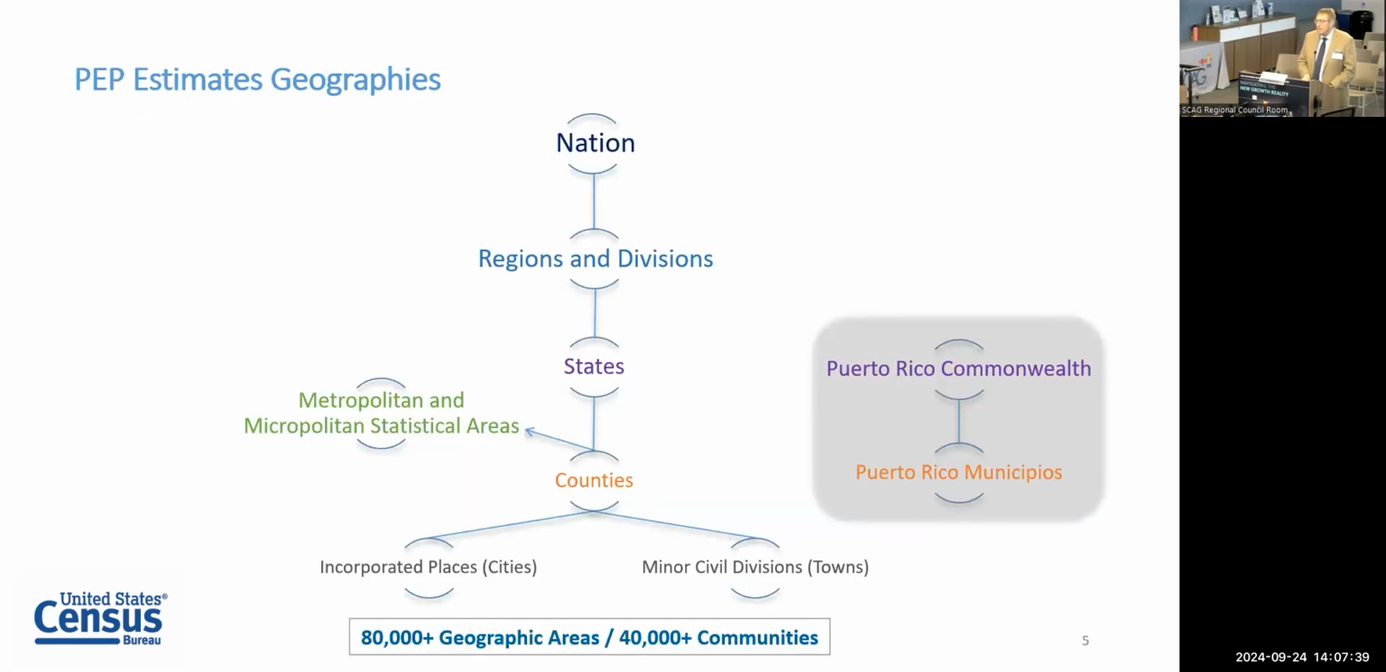So we make these population estimates for over 80,000 geographies and for over 40,000 communities. We make them at the national level. We do regions and divisions. We do states. We also do MSAs. Counties. For Puerto Rico we do the Commonwealth, so the state level Commonwealth. We also do the municipios, which is the county equivalent for Puerto Rico. Then below counties, we do incorporated places or cities, and we do minor civil divisions. That's more common on the East Coast, but it's another distinction.